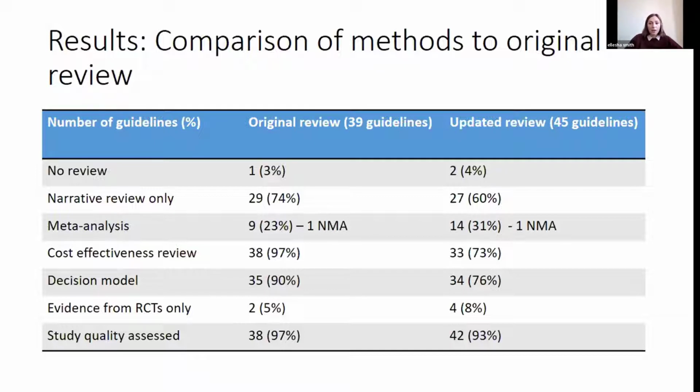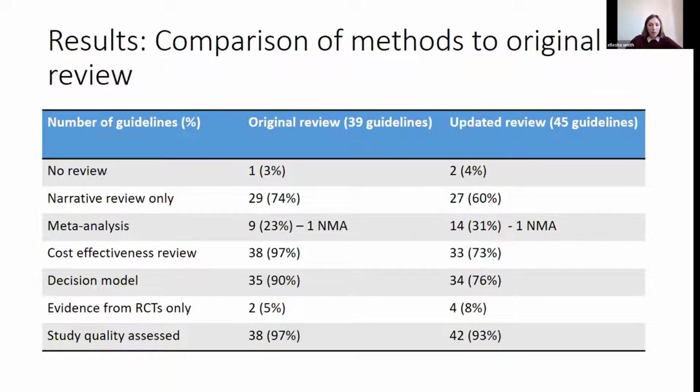The proportion of guidelines that only contain narrative reviews to synthesize effectiveness or cost effectiveness has reduced from 74% to 60%, and the proportion that included a meta-analysis has increased from 23% to 31%. So these changes demonstrate that the use of meta-analysis in NICE guidelines has increased but remains low. Only one NICE guideline contained a review that implemented a network meta-analysis to synthesize the effectiveness of multiple interventions, and this was the same guideline that used a network meta-analysis in the original review and had been updated.